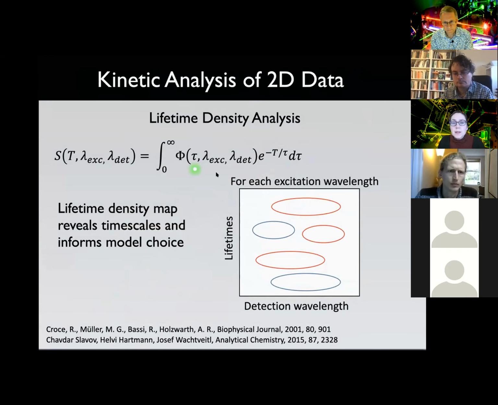So we first did some lifetime density analysis in order to get a picture of what different timescales were needed to describe the data and to motivate target models that we would then do global fitting of. In this lifetime density analysis, we're going to look at different excitation frequencies. We're going to look at the various timescales present in the data. And so we get a map that shows us, as a function of detection wavelength, the various lifetimes present in this kinetic data set.